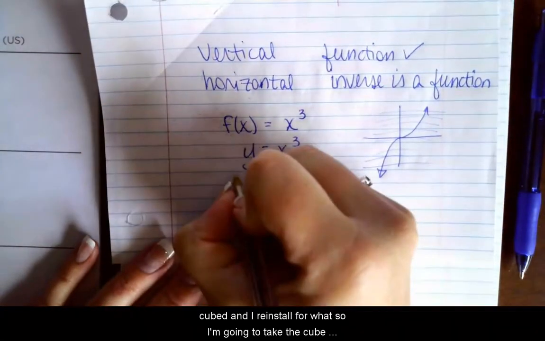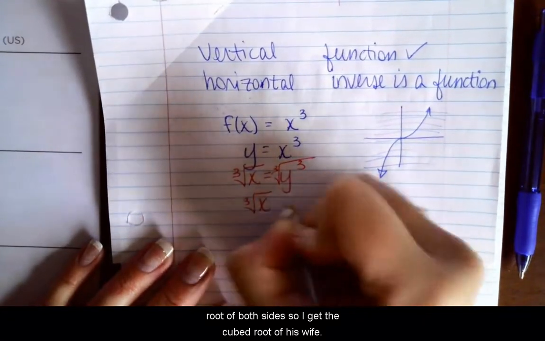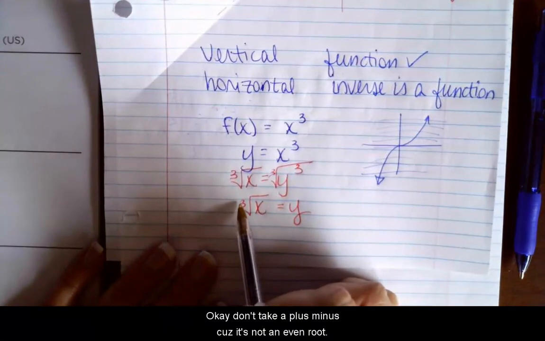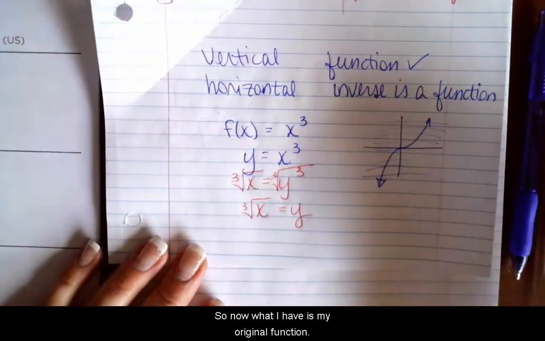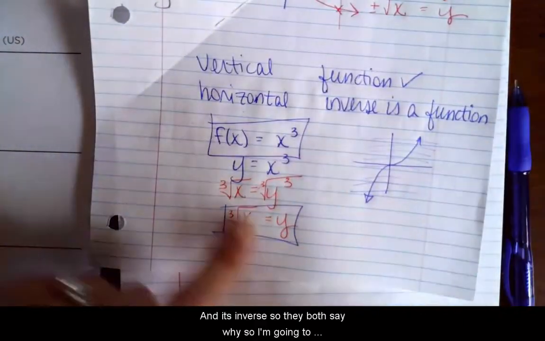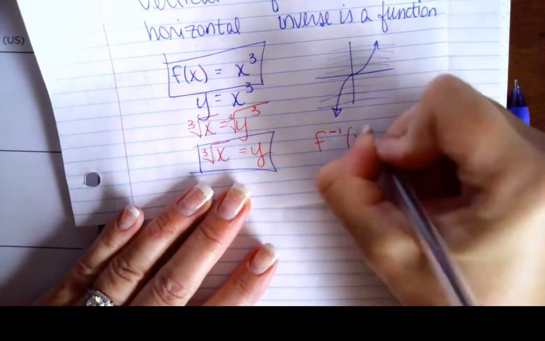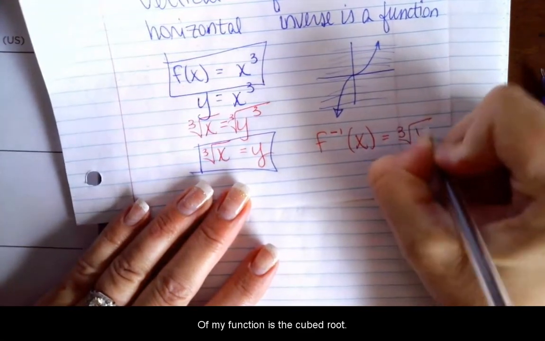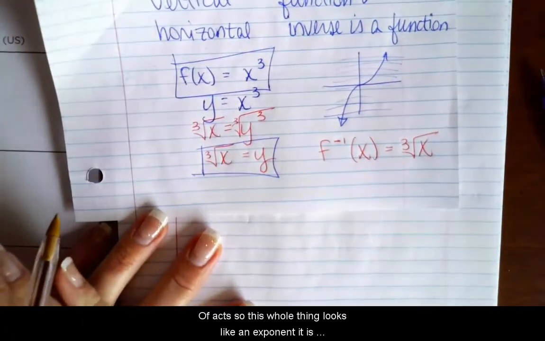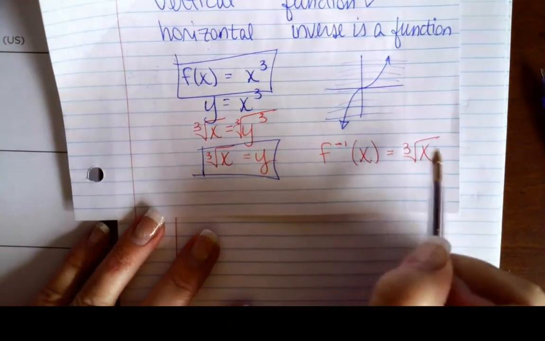And now we're going to solve for y. So I'm going to take the cube root of both sides. So I get the cube root of x is y. Don't take a plus minus because it's not an even root. So now what I have is my original function and its inverse. So they both say y, so I'm going to change this to say the inverse of my function is the cube root of x. So this little thing looks like an exponent. It is not. This says the inverse of my function is the cube root of x.